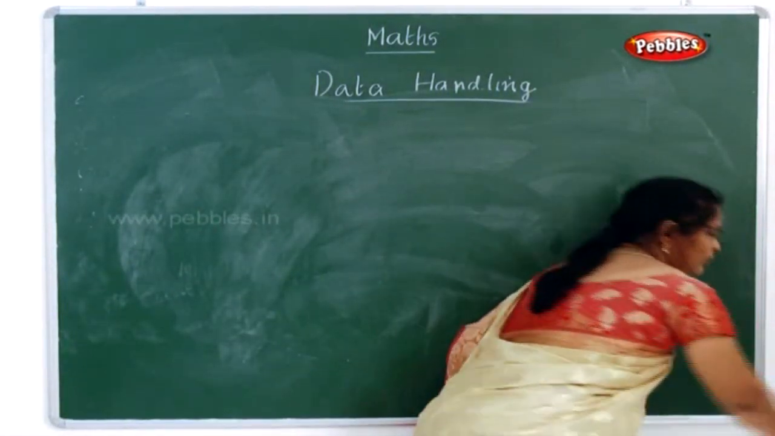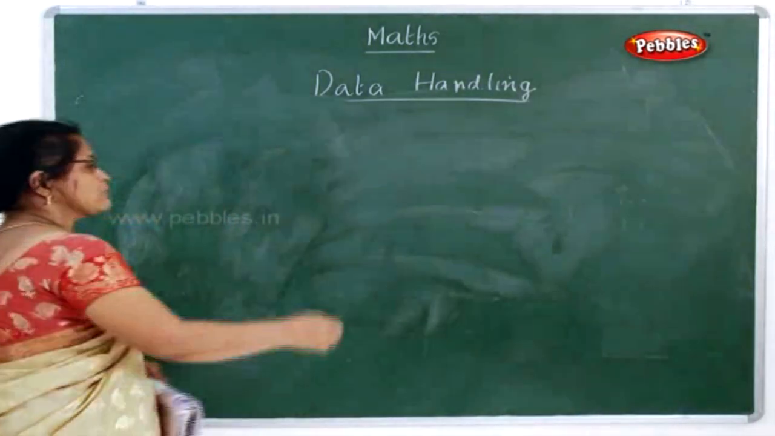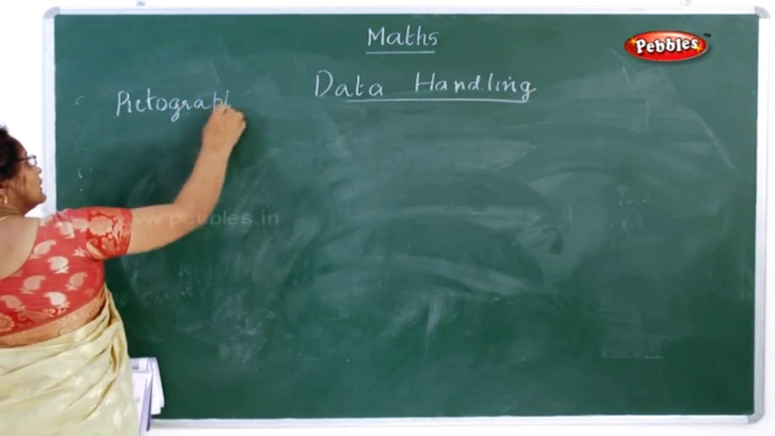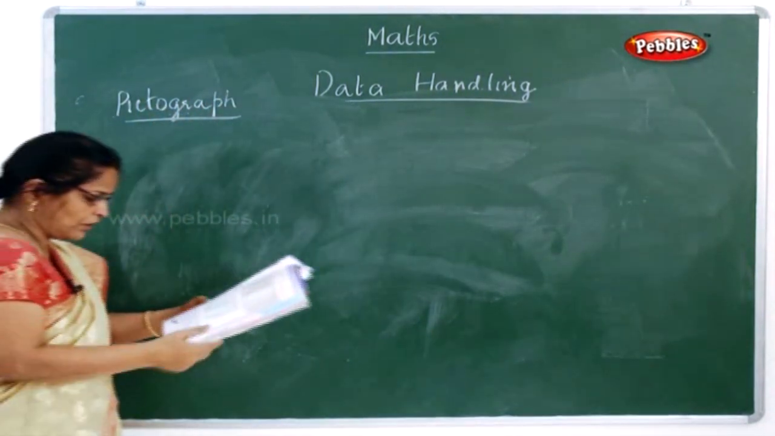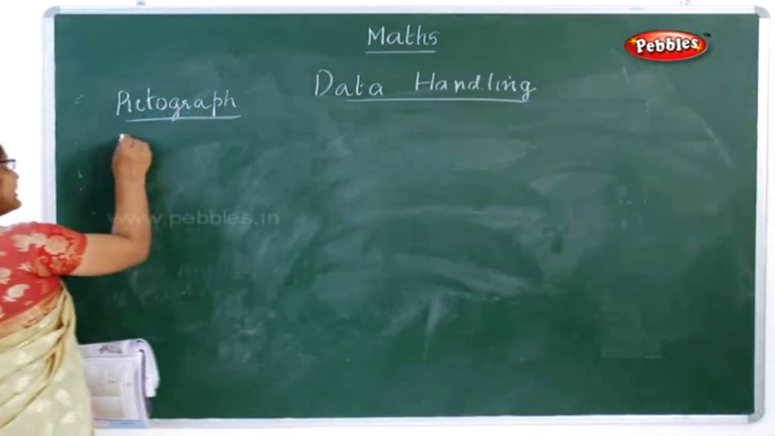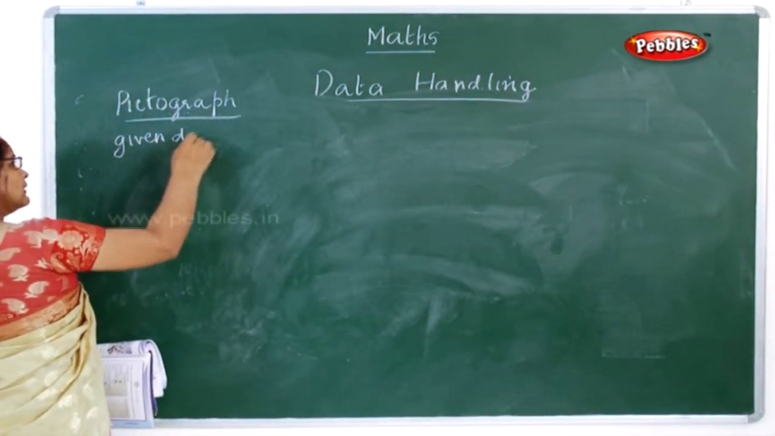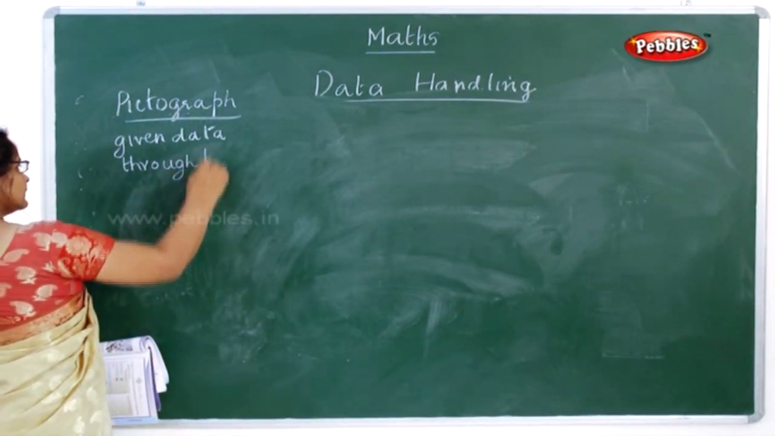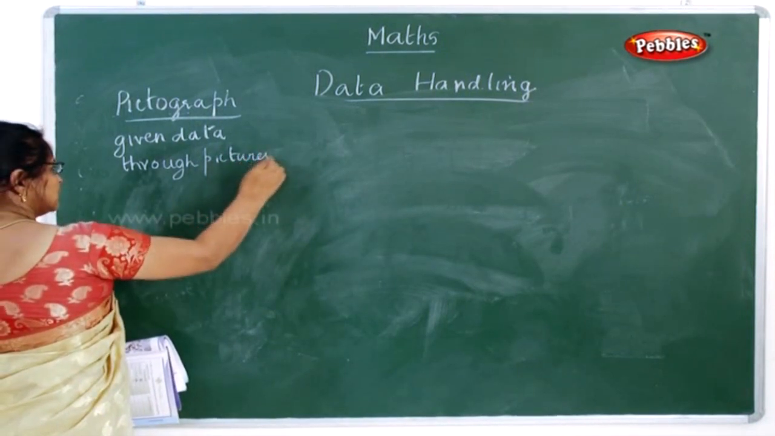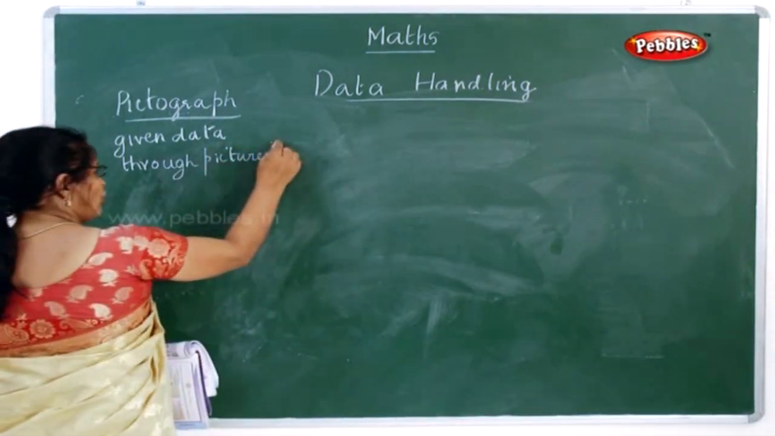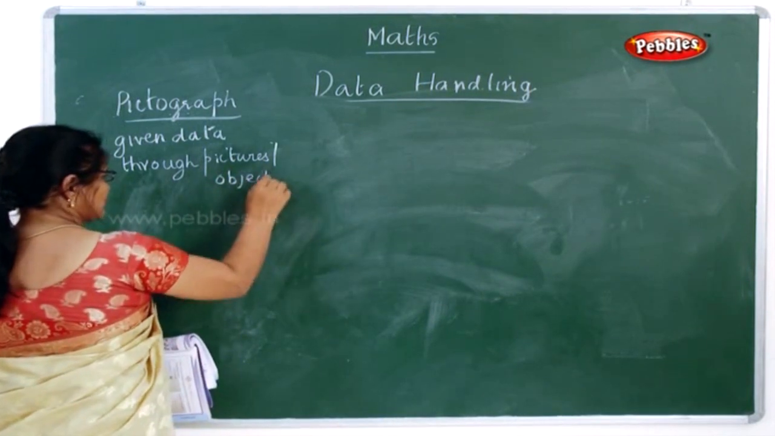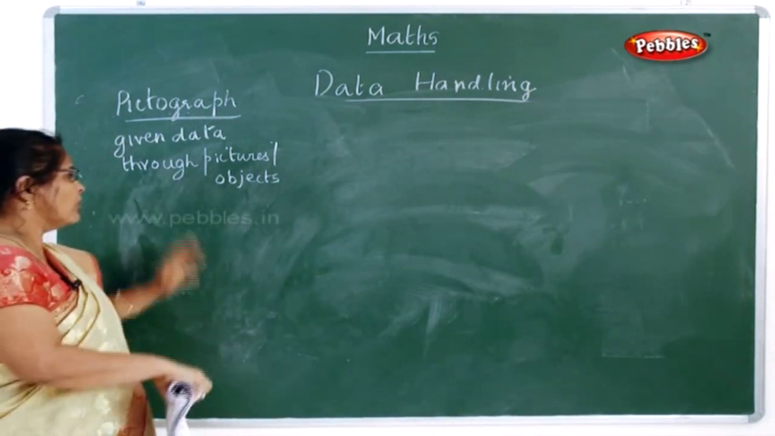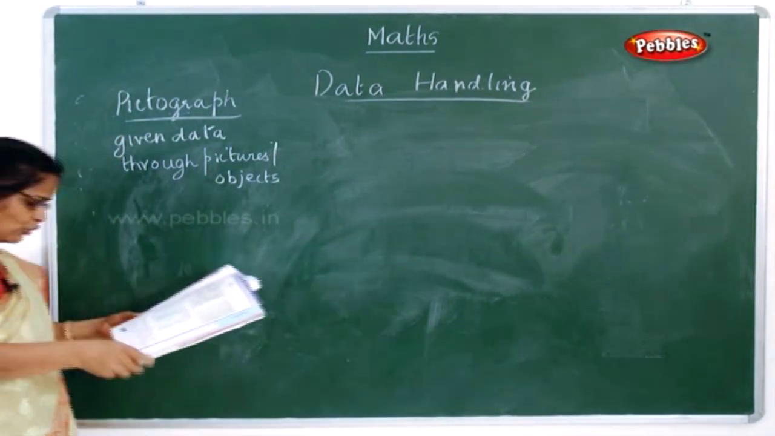Now next we will go on with pictograph. Now what is pictograph? Can anyone tell me what is pictograph? With pictures, you do a graph. A pictograph is the given data through pictures. Through pictures or objects. You can take even objects also. So giving the data through pictures or objects is what you call a pictograph.